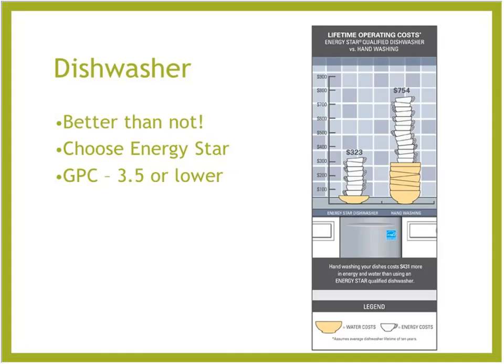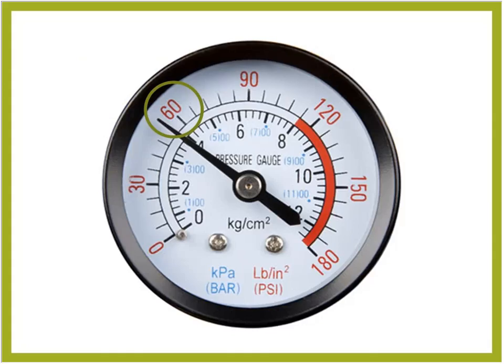As far as dishwashers go, when you're working with your clients to purchase these, just let them know that overall a dishwasher is more water efficient than not, unless they're just using paper plates. Choose Energy Star on those and look for gallons per cycle of 3.5 or lower.